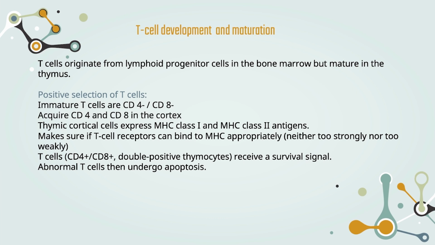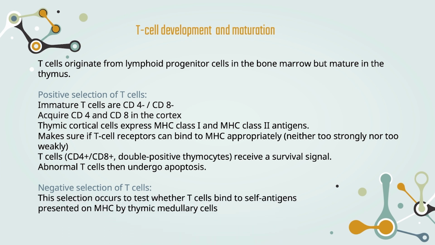Do we want that? Now, let's talk about negative selection of T cells in the thymus. Now, the positive selection occurred in the cortex, right? In the cortex, they received CD4 and CD8. Now, in the negative selection of T cells, there is a test which occurs to determine whether the T cells bind to self-antigens presented on MHC by thymic medullary cells. All right. Positive selection occurred in the cortex, negative selection occurs in the medulla.